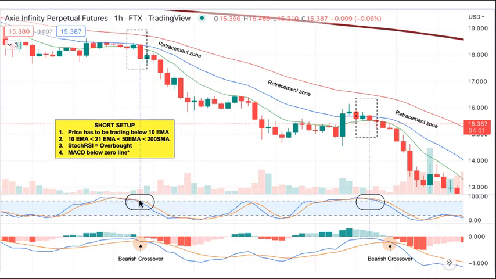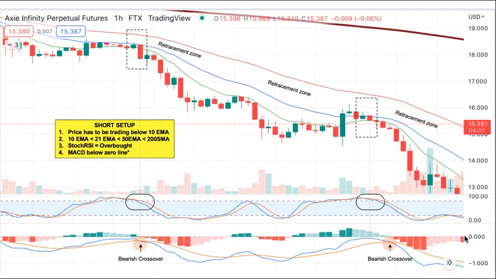All right, but that is still not enough for me. I want a further confirmation. Is there a bearish crossover? If there is, that means now I have three ticks in my box. Three of my boxes are ticked. I have three very strong bearish signals that the price is going down. And if the MACD is also below the zero line, all the better. Now I got four signals.